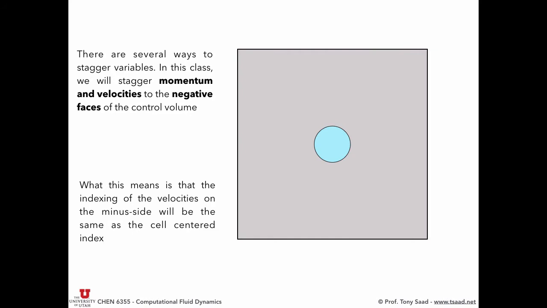Is this ij, or is this i minus 1 j? Is this vj minus 1, or vj, or vj minus half? How do you do this indexing? In this class, we're going to stagger to the minus side.